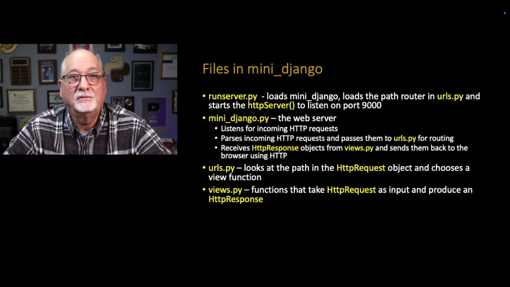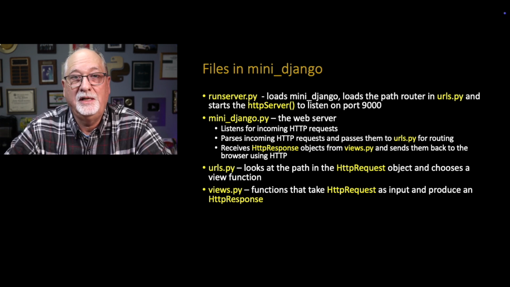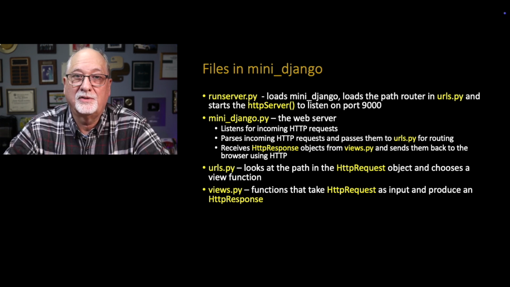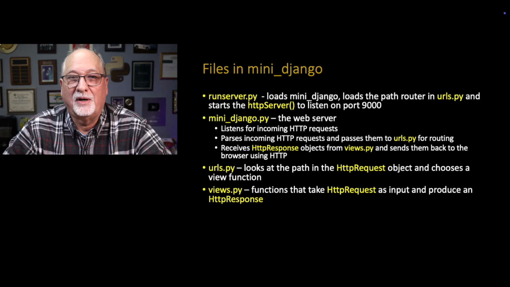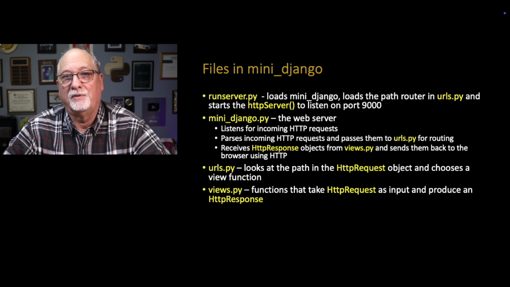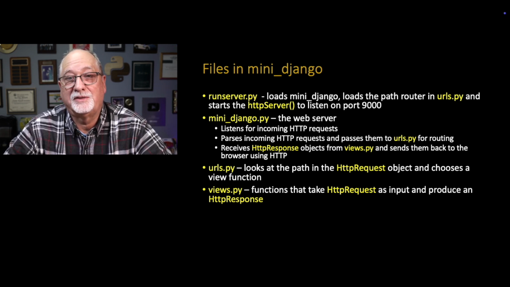It is Django. It's just tiny, so I call it Mini-Django. It listens for incoming service requests in a Linux process or a Windows process. Then when it gets a request, it parses the network protocol part of that request. Then when it's got it right, it passes the request to urls.py for routing between the views.